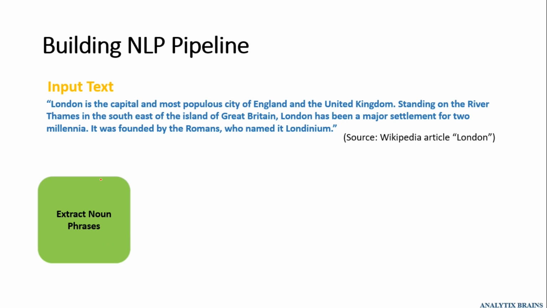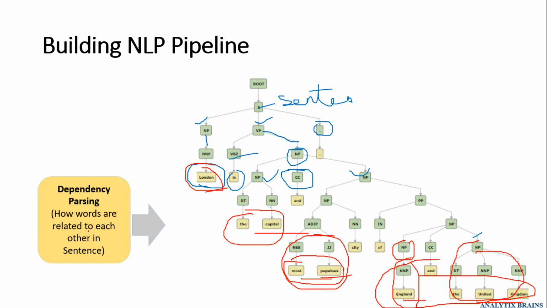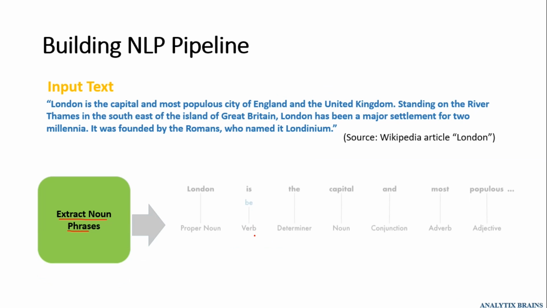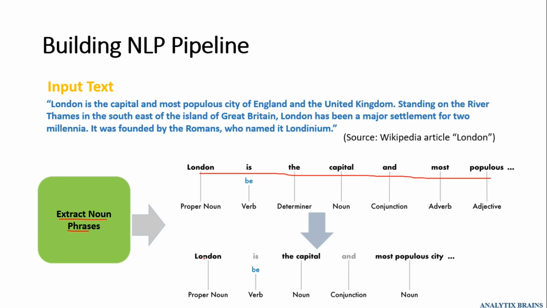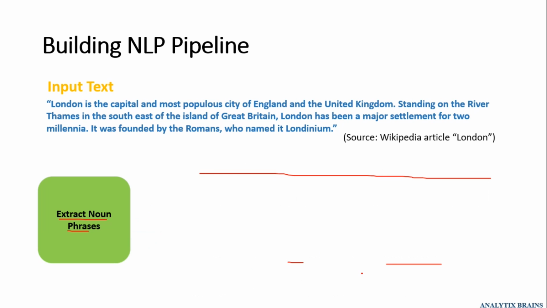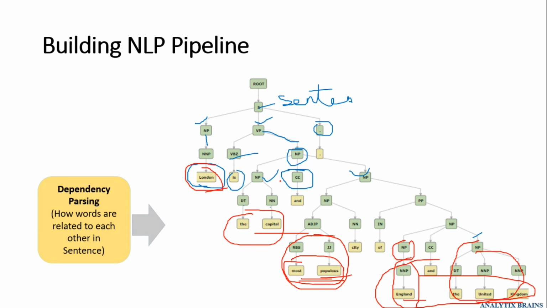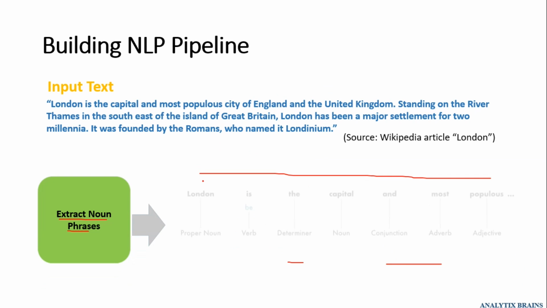Now, since we have built the tree, what we are doing is extracting the noun phrases, meaning the phrases that we had highlighted in red. So how can we do that? We can say London is the capital and the most populous. The noun phrases extracted from this tree will be something like this: London, the capital, most populous city. How can we get this? By looking into the tree structure and checking wherever we get NP, NP is your noun phrase. So we are taking only that part from the sentence.